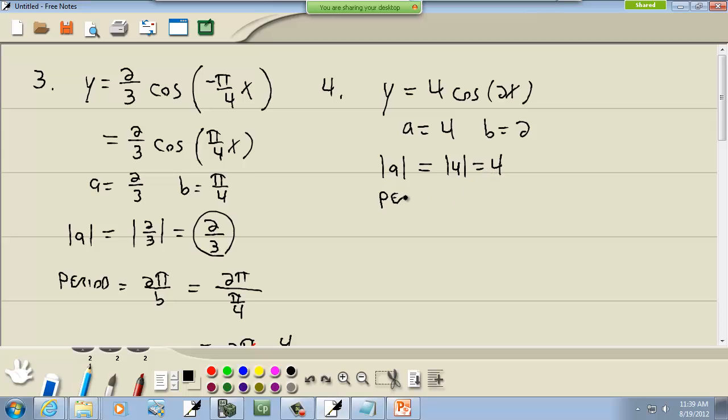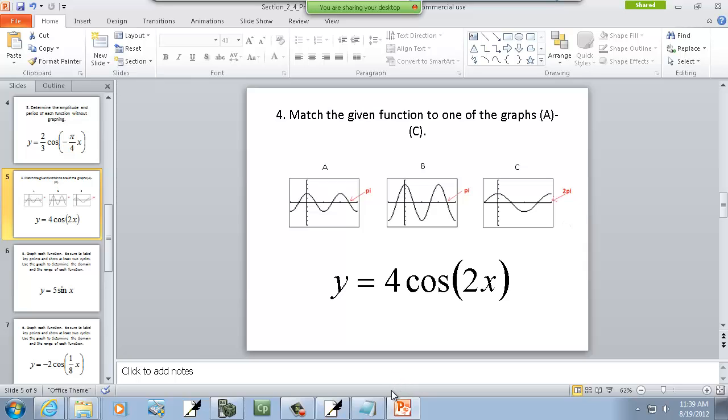Our period is going to equal 2 pi over b, and b we said was 2. So we got 2 pi over 2, or pi. Okay, so we're looking for a period of pi. Remember, the period is where it starts repeating. And then go far enough over with that arrow.